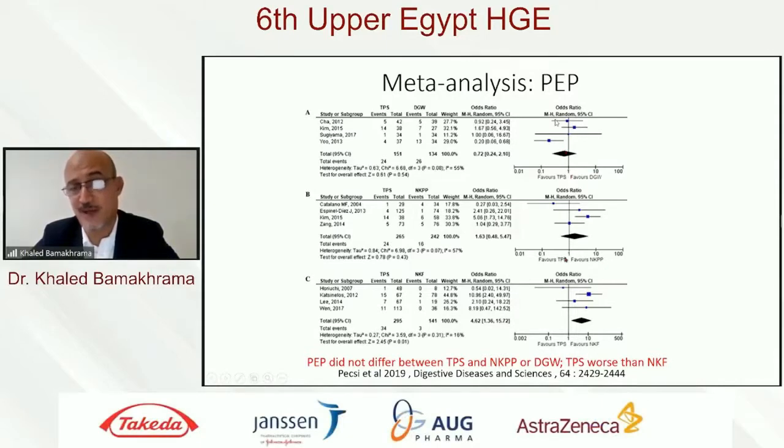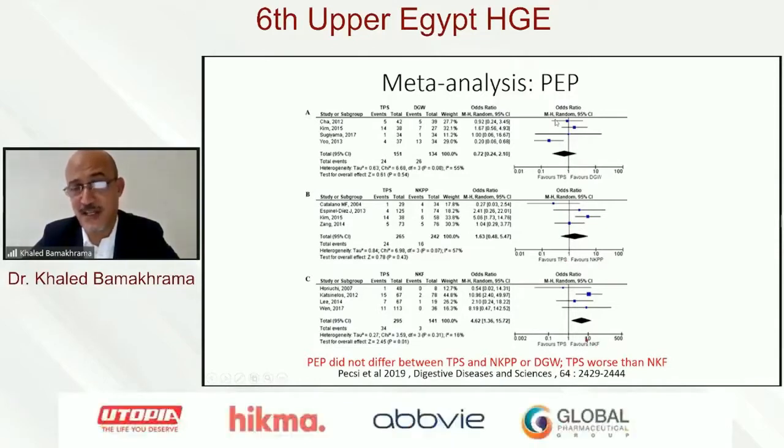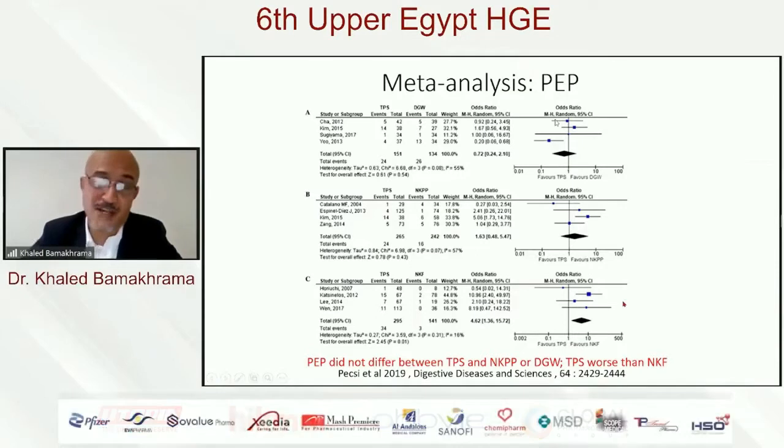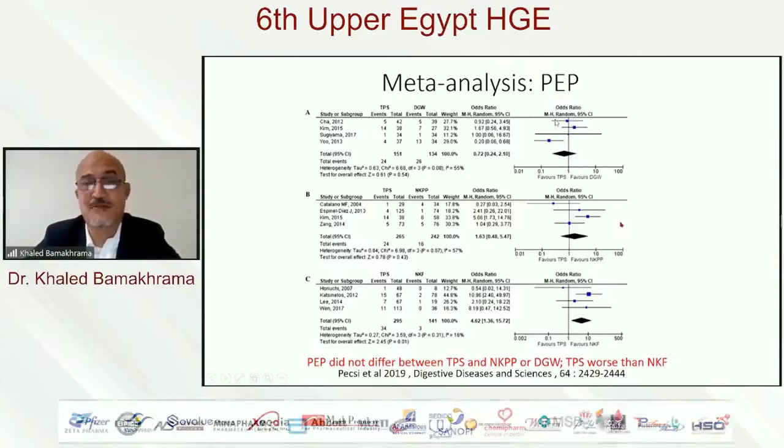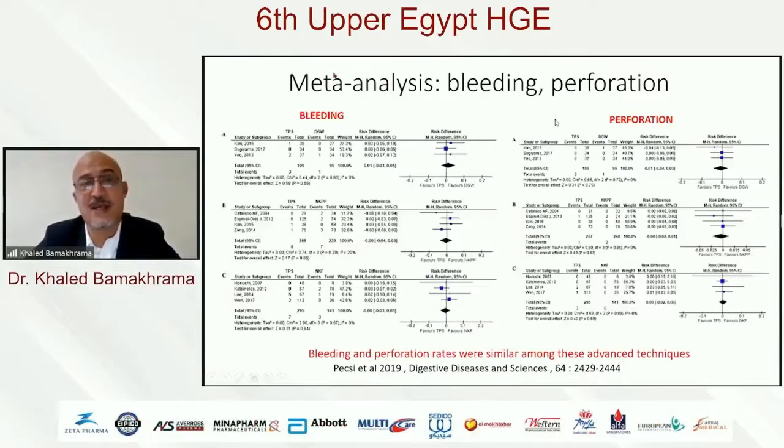Again, needle knife papillotomy versus transpancreatic sphincterotomy are equal. But if you see needle knife fistulotomy versus transpancreatic sphincterotomy, you can see that there is superiority of needle knife fistulotomy in terms of pancreatitis. And that's why the ESGE recommends going with fistulotomy, especially if there is bulging in the papilla.